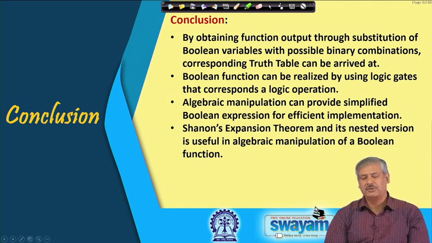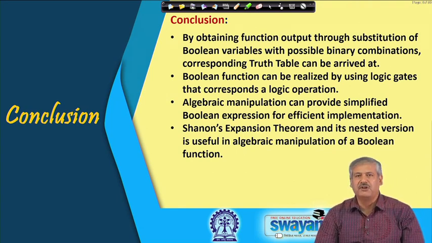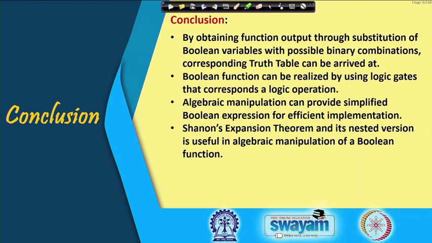To conclude, what we have seen today in this class is that we can obtain a function output by substituting variables with all possible binary combinations, and we can get the truth table out of it. Any Boolean function given to us, we can realize using logic gates, by getting those logic gates which correspond to a specific logic operation.